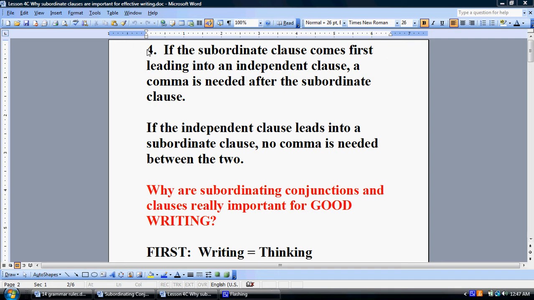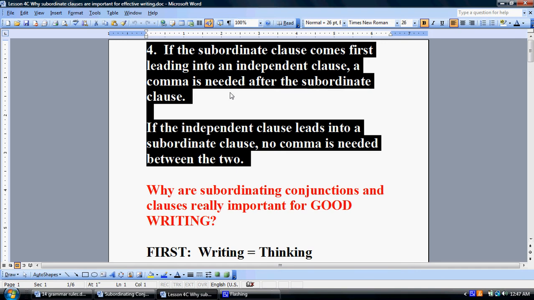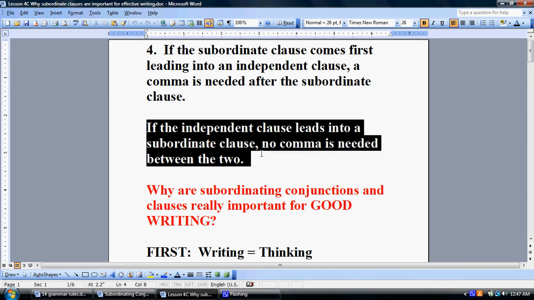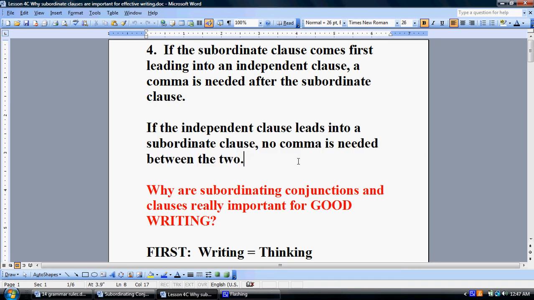I've been teaching this in the context of comma usage, and actually the rule is: if the subordinate clause comes first, leading into an independent clause, a comma is needed after the subordinate clause, and that's because there's a pause between the two. We have to take a breath. If the independent clause leads into a subordinate clause, then no comma is needed between the two.